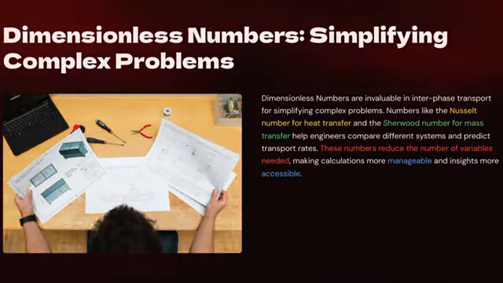Dimensionless numbers are back in interface transport. They help simplify complex problems. Things like Nusselt number for heat transfer or Sherwood number for mass transfer. And the Chilton-Colburn analogy is super handy. It links heat, mass, and momentum transfer using dimensionless numbers. So useful in designing heat exchangers or chemical reactors.